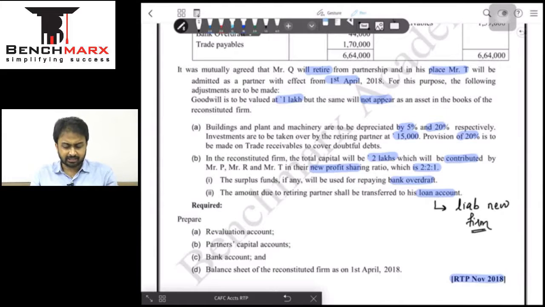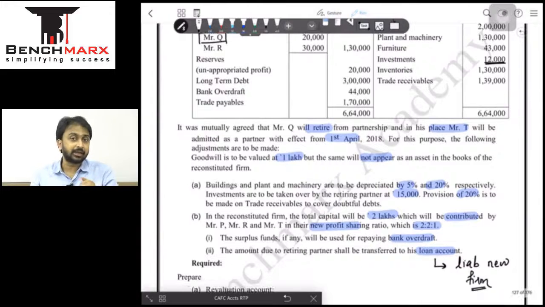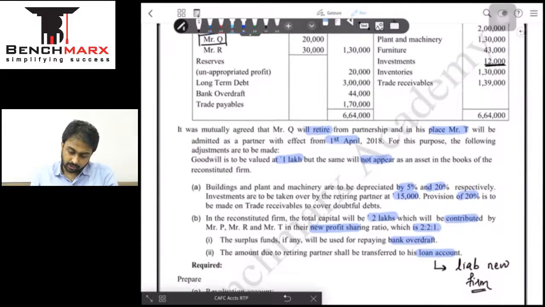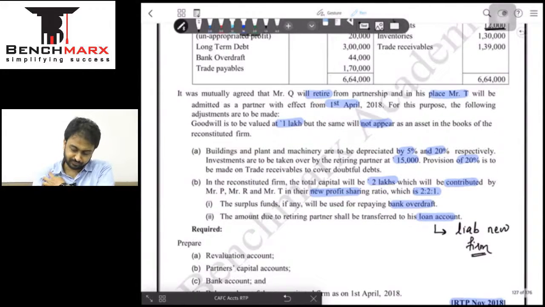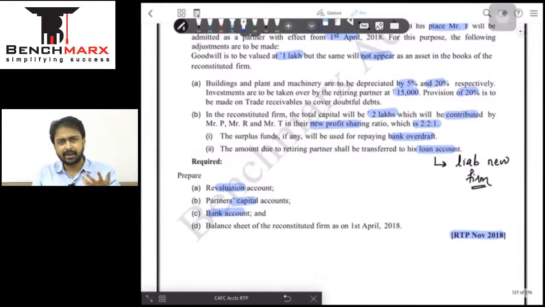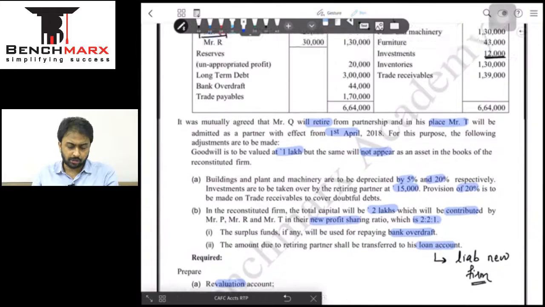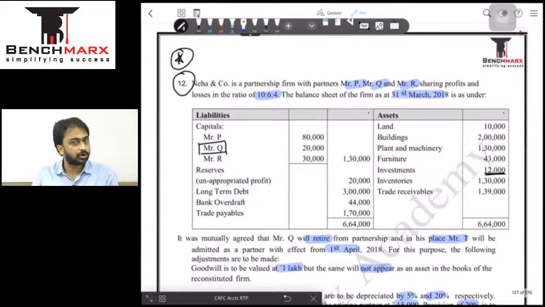So it's a good question, I can say, for revision because one is admission cum retirement, second is the closing capital adjustment as well, and third is normal revaluation. So it's a good question for last day revision. Let us start. What do we have to do? We have to make revaluation, partners capital, bank account. Bank account is normal, whatever bank transactions we have we will maintain in the bank account, and the balance sheet of the new firm that is on 1st April 18. Good question as compared to all the questions that we have done from the past RTPs. So mark this question as important.